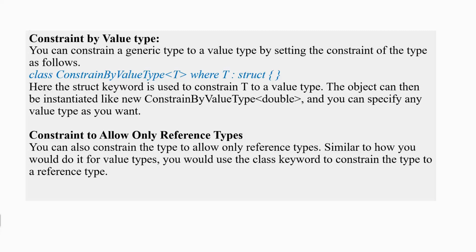So you can also constrain the type to allow only reference types. Similar to how you do it for value types, you'd use the class keyword to constrain the type to reference types, like this one. ByReferenceType T, where T should be a class, right?